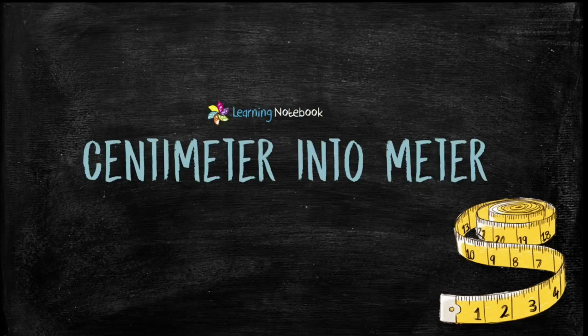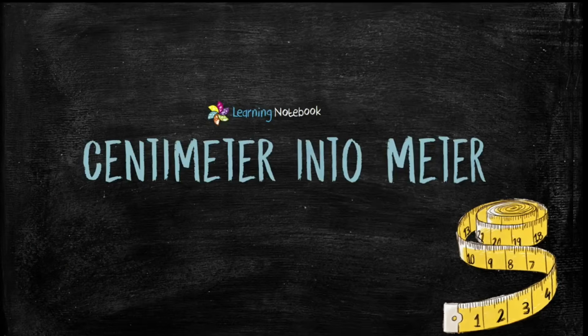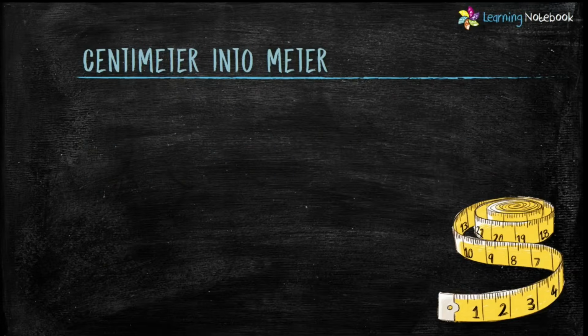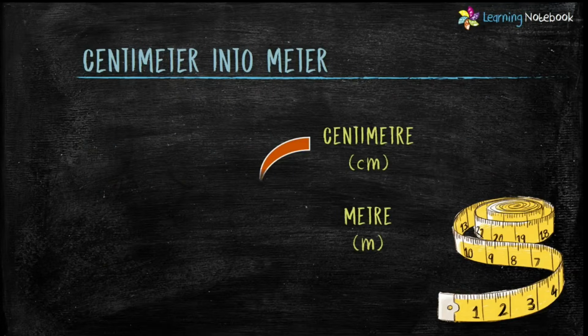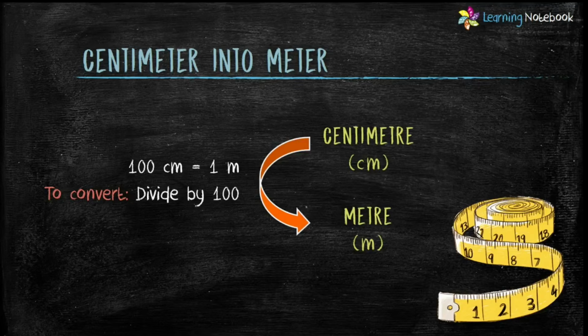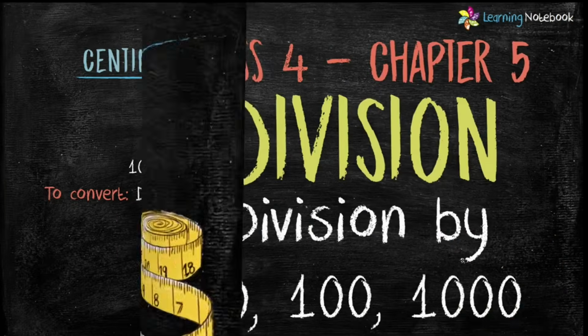Now let's see how to convert centimeter into meter. Students, 100 centimeter equals to 1 meter. So to convert centimeter into meter, we will divide by 100. Let's solve few questions to understand this.